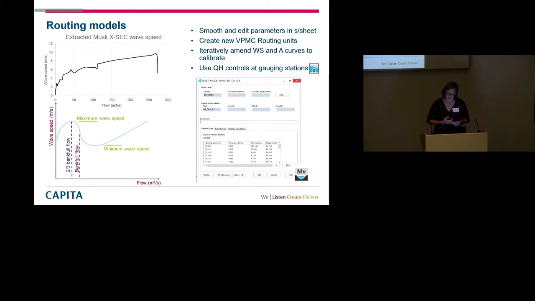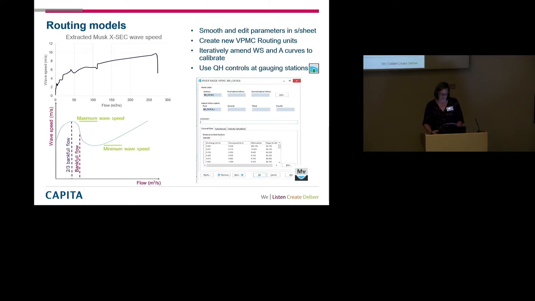Your guidance also suggests that the maximum wave speed occurs at approximately two-thirds of bankfull. Therefore, we've had to edit the wave speed curves to reflect this and to make sure the wave speed was realistic. Some of the sections that we took out were giving wave speeds of 6 or 7 metres per second, whereas more realistically, they'd probably be a maximum of 1 to 2 metres per second. We then created new VPMC routing units, which are different to the XX units, as they don't contain any cross-section information. They just contain the parameter curves, but basically, these are supposed to provide a smoother relationship.